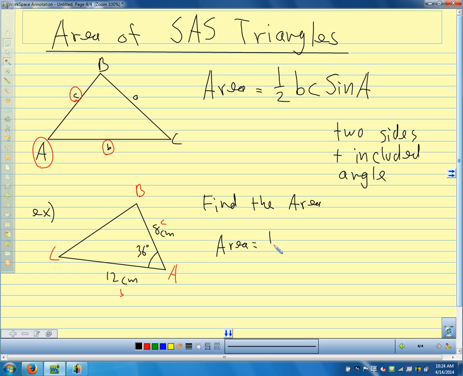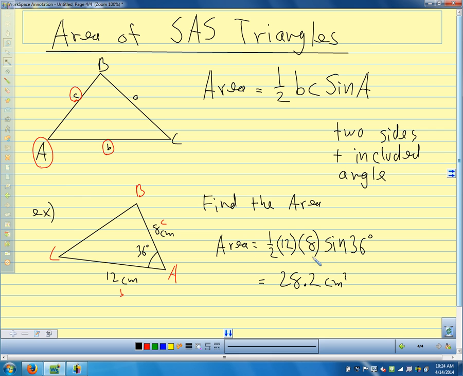The area equals 1/2, 12, times 8, times the sine of 36 degrees. Plug this into my calculator, and I get that the area is about 28.2 square centimeters. So whenever we have a side angle side triangle, we just plug our numbers into this formula. It's a nice formula to be able to use.